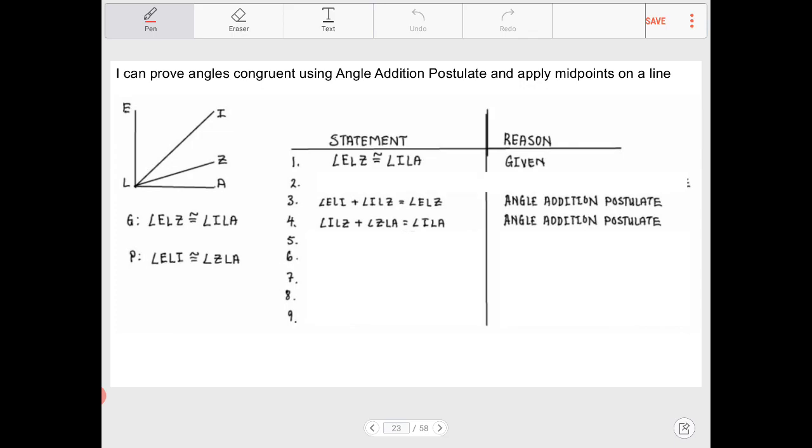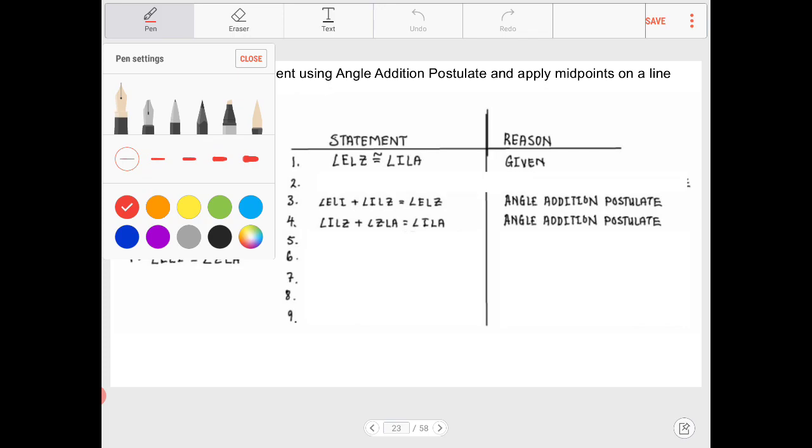Since I know that ELZ and ILA is made up of those parts, and I know that ELZ and ILA are congruent, I can then relate lines 1, 3, and 4 together in one statement, right? I can say ELI plus ILZ, and I'm going to use a highlighter for this.